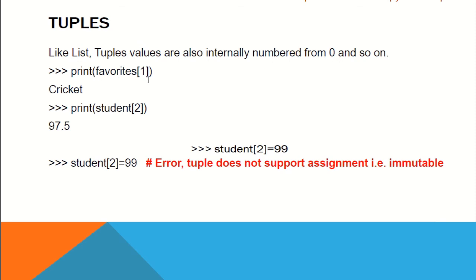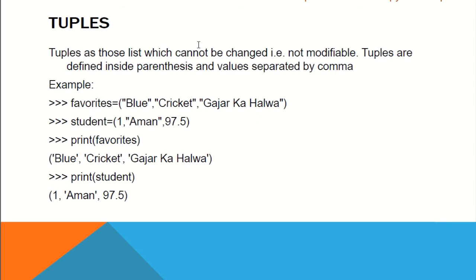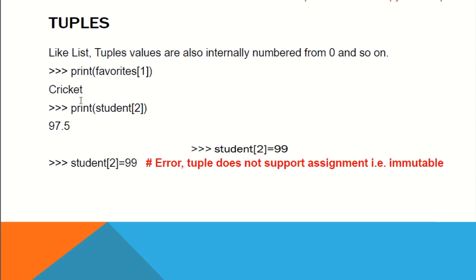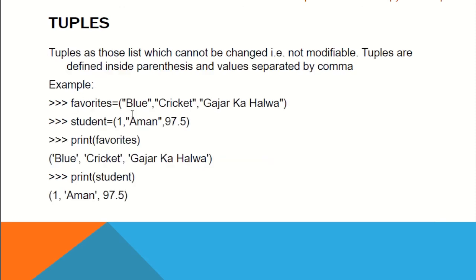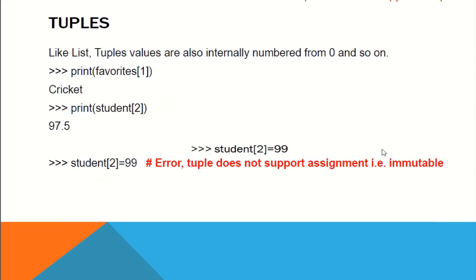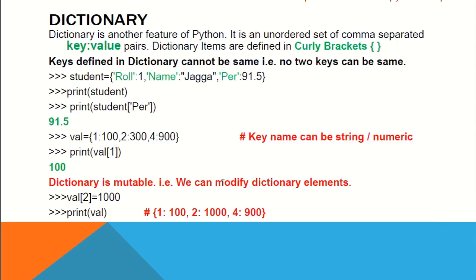So favorite of 1 means cricket. 0, 1, so cricket is stored here, so it will be displayed. Now print student 2, 0, 1, 2, so 97.5 will be displayed. Here also you cannot change the data because it is an immutable type.